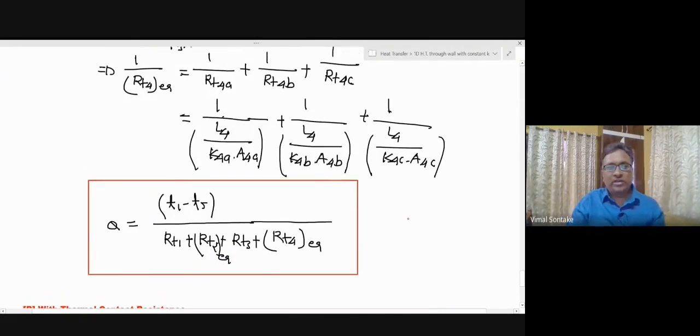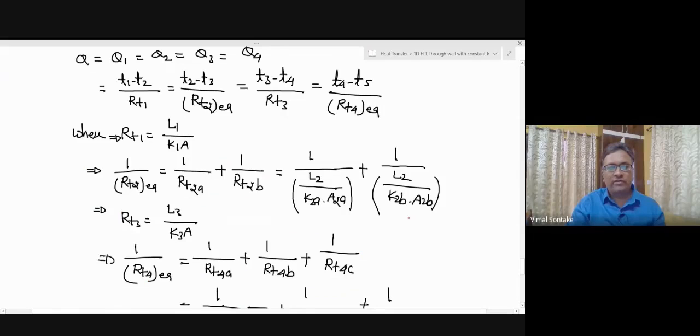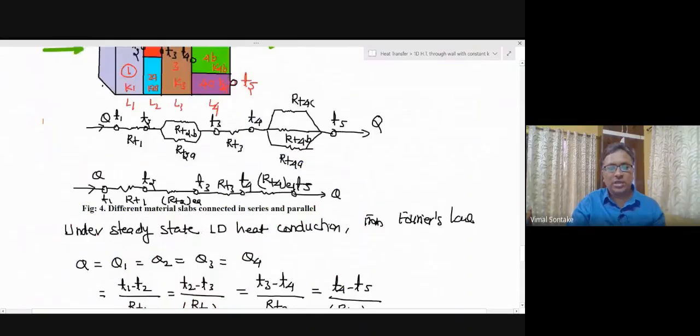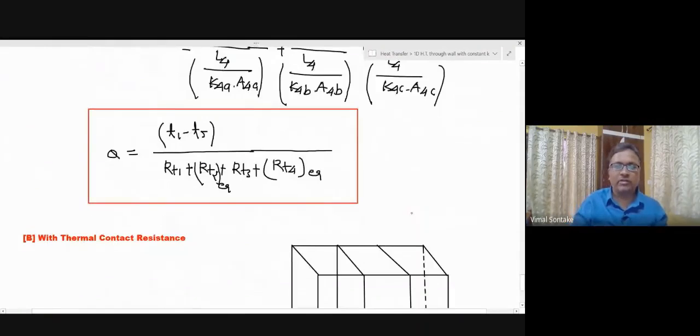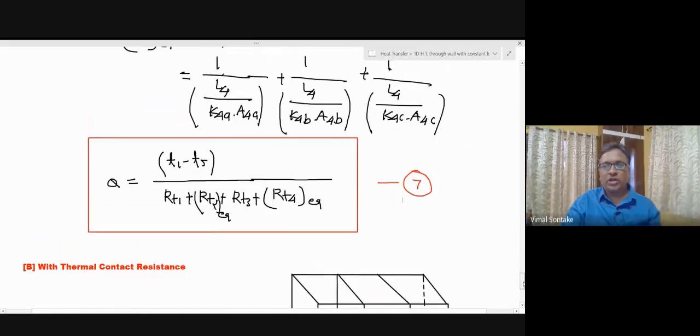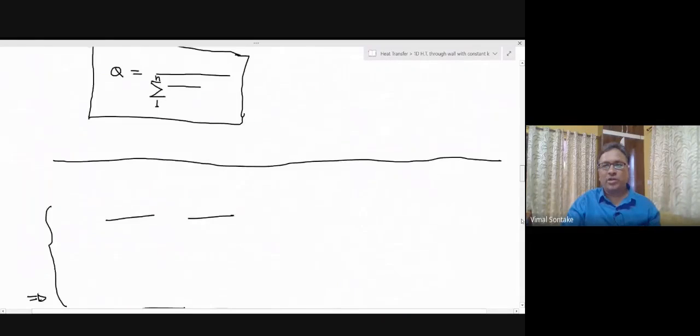So let me check what is the equation number. I can give it equation number 7. So this way I can analyze heat conduction through composite wall. Let me summarize because so many things we have discussed. It is imperative to summarize all these things.